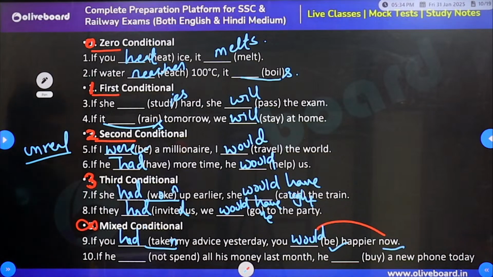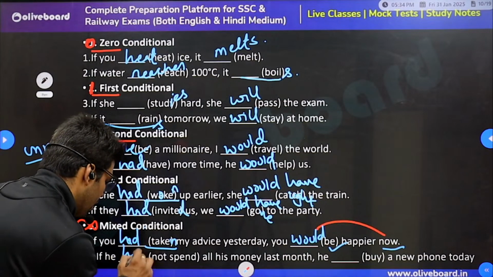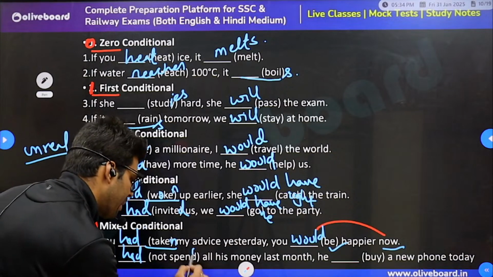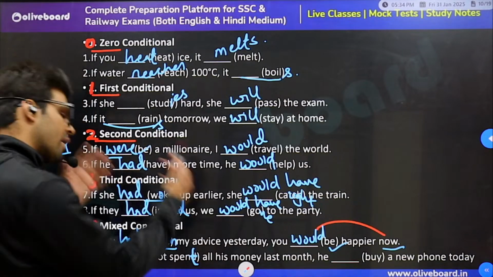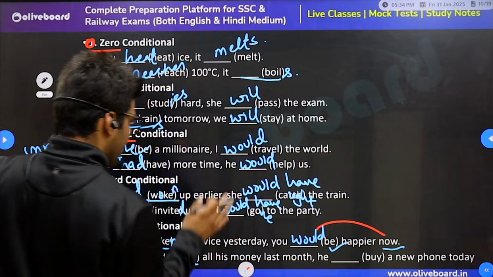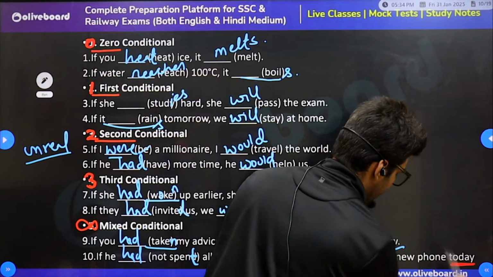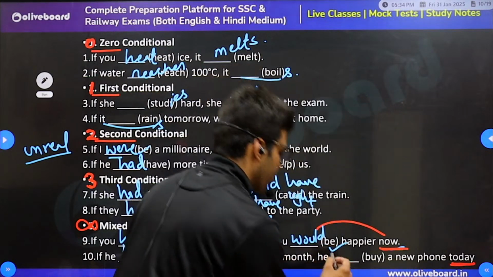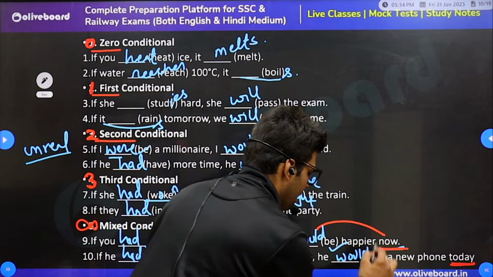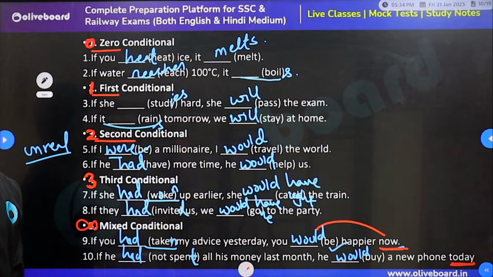Absolutely everybody. If he had not, say, spent all his money last month, talking about the past, yesterday, he would buy a phone today. Notice the words in between. He would buy a new phone today.